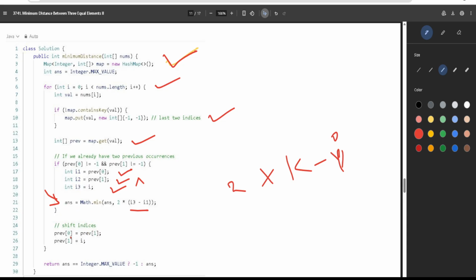Like that you keep finding the answer. Once you find the answer, we iterate over the many distances, and among those distances we have to find the minimum, because we have to track the minimum one.